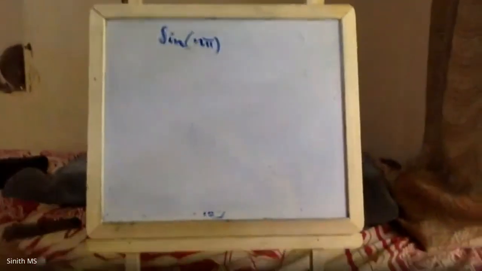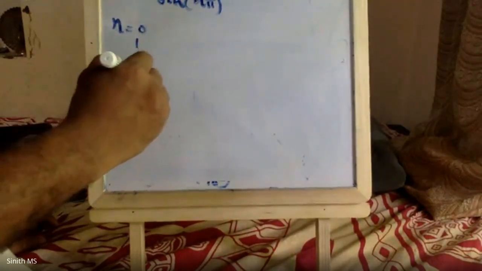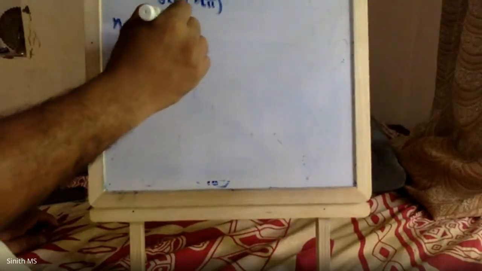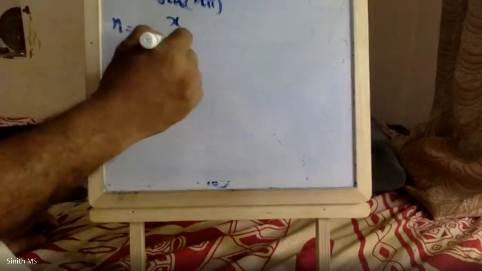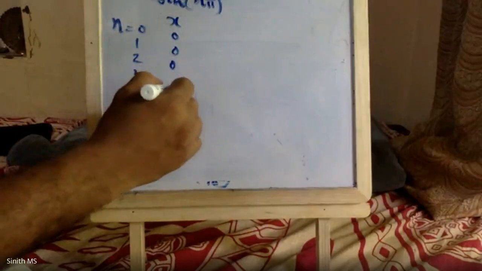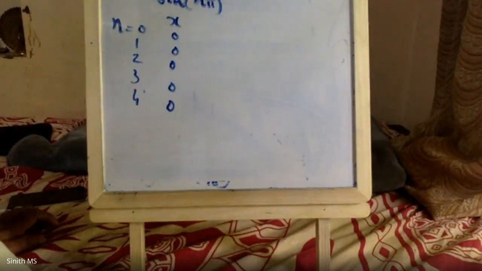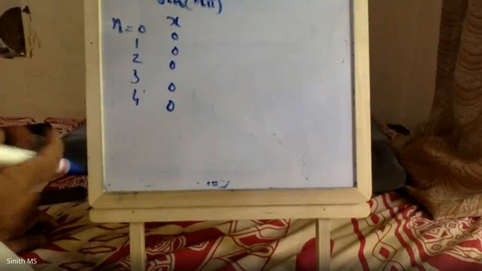Let's try to plot this. Let's try to give values for n, say n equal to 0, 1, 2, 3, etc. Let's call this x. So x will take value sine 0 pi is 0, sine pi is 0, sine 2 pi is again 0, sine 3 pi is 0, sine 4 pi, all these are 0. So this is a 0 signal, so you can call it either periodic or aperiodic.